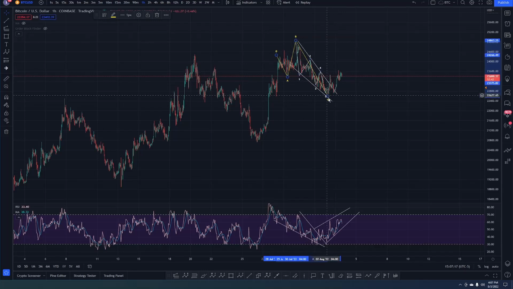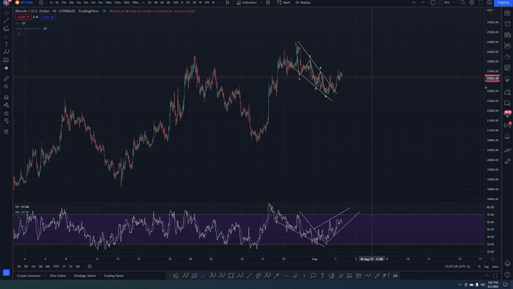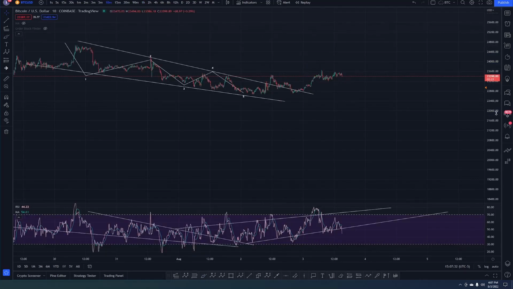So if it's an ending diag, it's the end of an ABC. If it's a leading diag, it's the beginning of a new move to the downside. So we want to pay attention to that. All right, so that's the structure that we see there. Let's look at the structure that was made last night and into today.